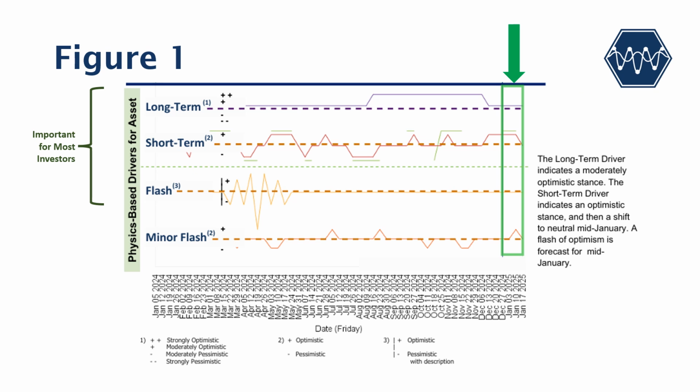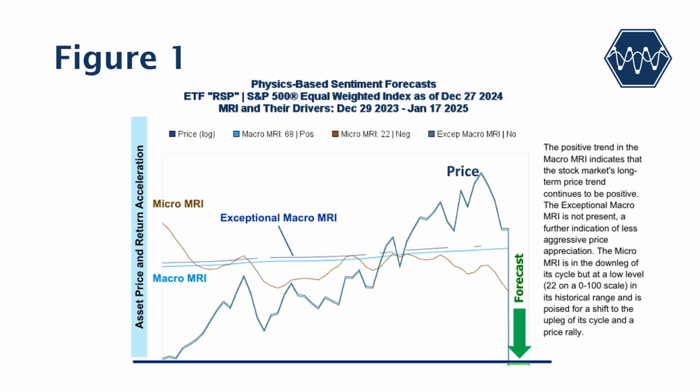To the right of the forecasts, there's a comment box that highlights noteworthy points about the forecast. In the upper panel of Figure 1, you'll see the asset's price level represented as a dark blue line, covering the past 52 weeks. We don't include a scale for this line because the focus is on relative price changes over time. You'll also notice 3 lines representing the Market Resilience Indexes, or MRI, for this asset.